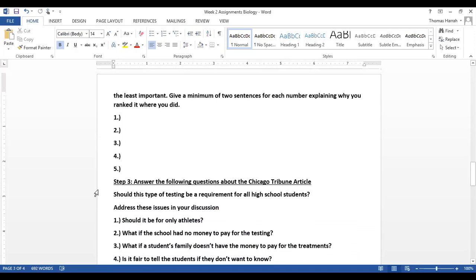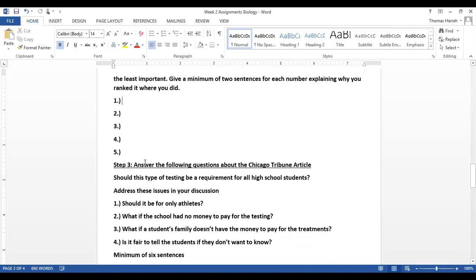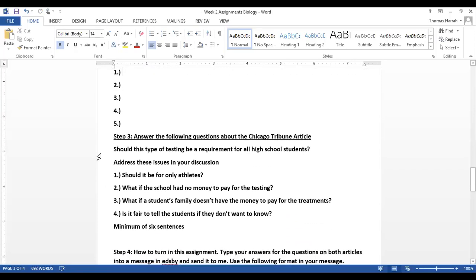Step 3, answer the following questions about the Chicago Tribune article. So this is the article about heart testing for student athletes. Should this type of testing be required for all high school students? That's the main question that you're going to address. In your writing, you're going to address these 4 things. Should the heart testing be for only athletes, or should they test all students? So that's the first thing to address.